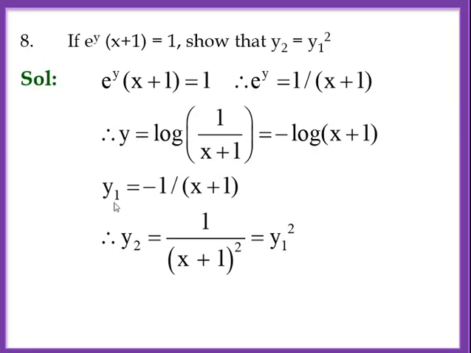Now differentiate. So y1 is minus, what is the derivative of log? 1 upon x plus 1 into the derivative of x plus 1, which is 1. That is why I haven't written it. Now again differentiate. The derivative of 1 upon x plus 1 is minus 1 upon x plus 1 square. But here it is already minus. So what is y2 then? It is minus of minus, that is plus. So 1 upon x plus 1 square. Note that it is the square of y1. Why? Because y1 is minus 1 upon x plus 1. Is that clear? Should I explain it again?